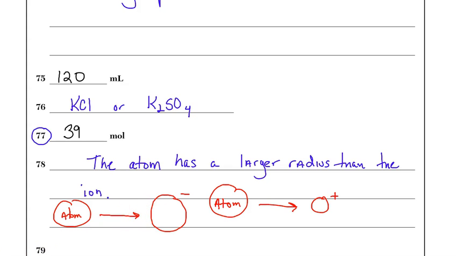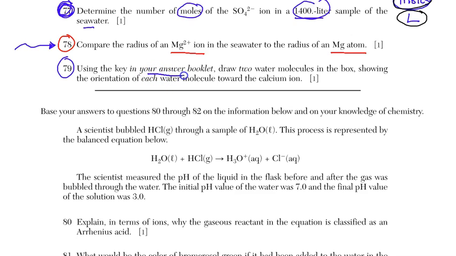Okay? Number 79. Using the key in your answer booklet, draw 2 water molecules. They're asking for 2. You've got to do what they say. Showing the correct orientation of each water molecule. That means both water molecules have to be oriented correctly toward the calcium ion. Okay? So you've got to answer based on what they ask. Draw 2 water molecules.